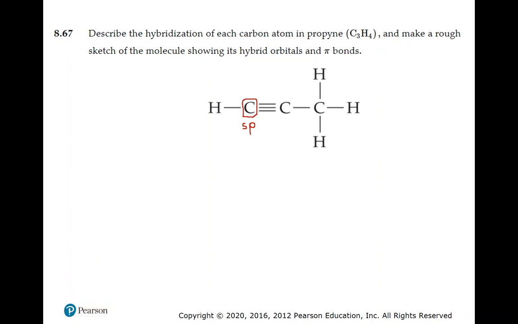Let's look at the next carbon over, this one right here. Just like the previous carbon, this one also has two charge clouds: the one carbon over here that it's bonded to, and the second carbon over here that it's bonded to. So this will also be sp hybridized. Pretty straightforward.